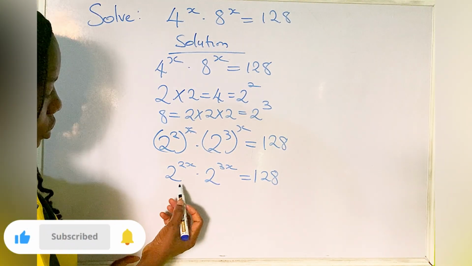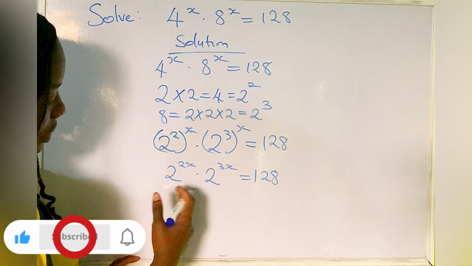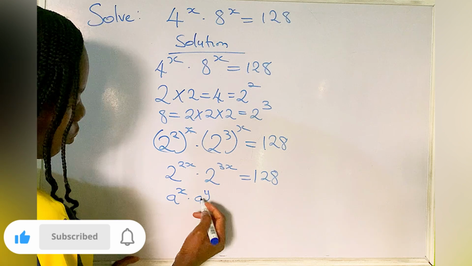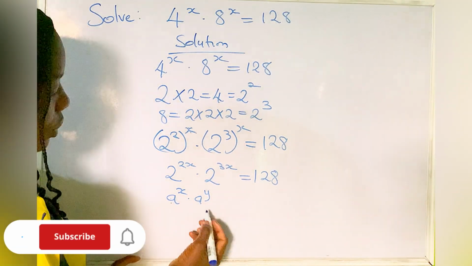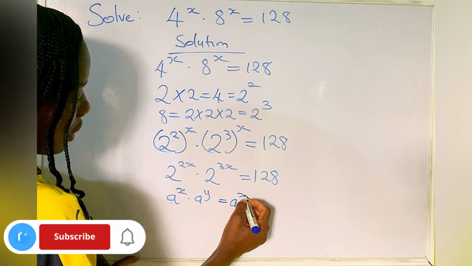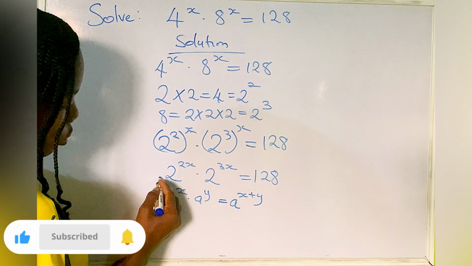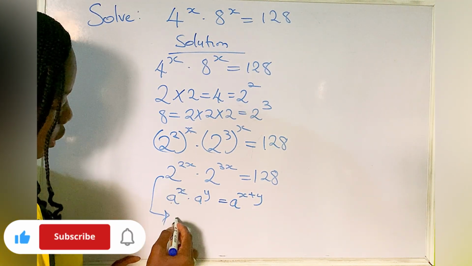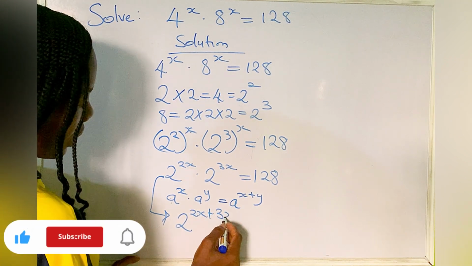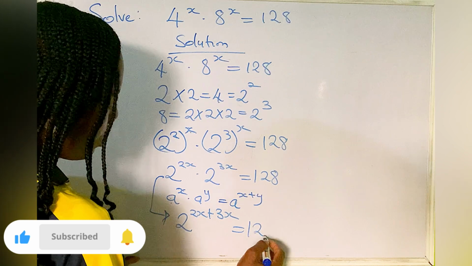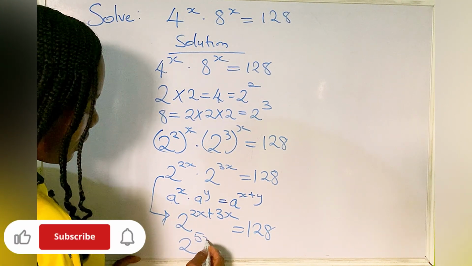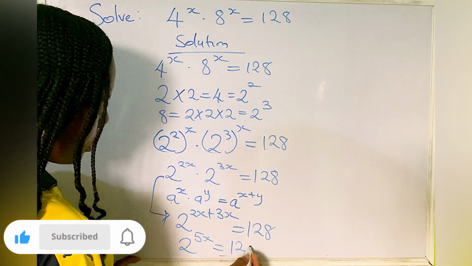Okay? Now, here, when you have an expression like a to the power of x multiplied by a to the power of y, the bases are the same. So we can add the powers. So we have a to the power of x plus y. So we'll be doing the same thing here. So this becomes 2 to the power of 2x plus 3x is equal to 128. Here we'll have 2 to the power of 5x is equal to 128.